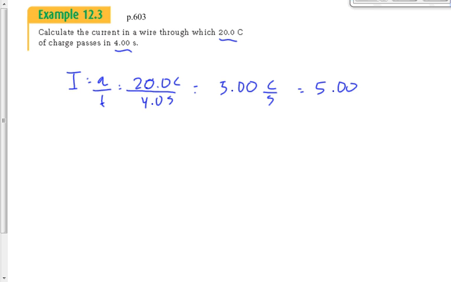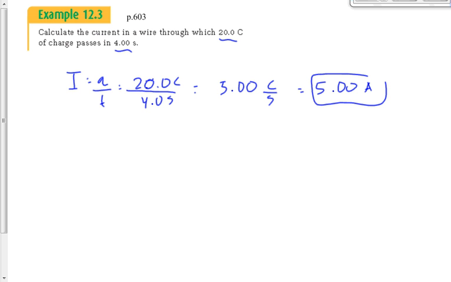It's fine to leave it like that, by the way. But what's the other set of units that we usually end up writing for current? Coulombs per second, or an amp. Good, 5.0 amps. Easy enough, right?